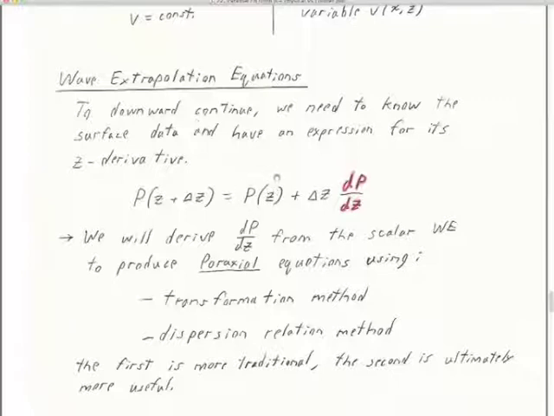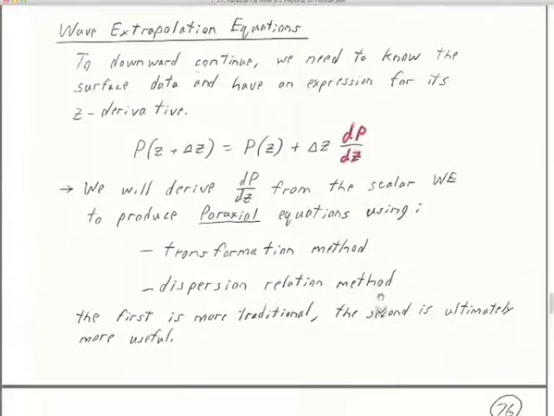That's P at Z. And we have to have an expression for the Z derivative, the vertical derivative of the wave field. Okay, so P at Z plus delta Z is equal to P at Z plus delta Z times dP dZ. Okay, we're going to derive that dP dZ from the scalar wave equation to produce paraxial equations, okay, using the transformation method.